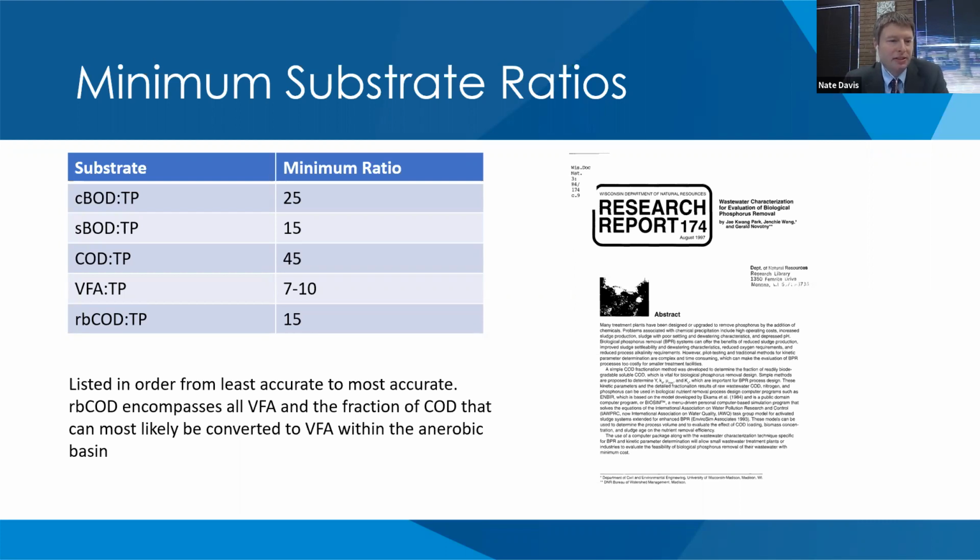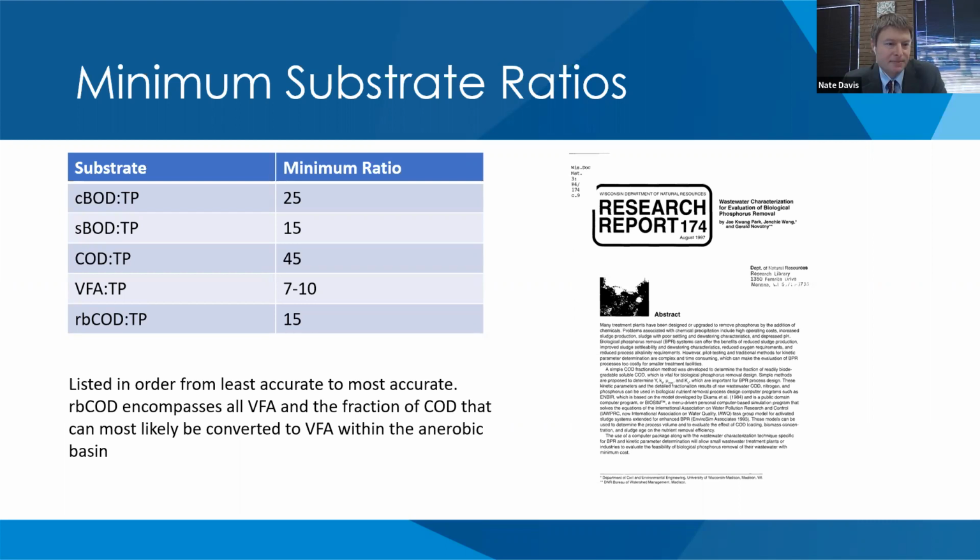I personally like to do a combination of COD testing, and you see this middle line, and then the readily biodegradable COD. The reason is this readily biodegradable COD is really the best indicator of what you can do, because it represents not only the volatile fatty acids, but it also gets the soluble fraction of COD that's very easily going to be converted to volatile fatty acids within your anaerobic basin.